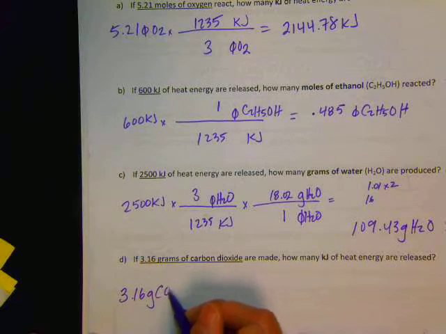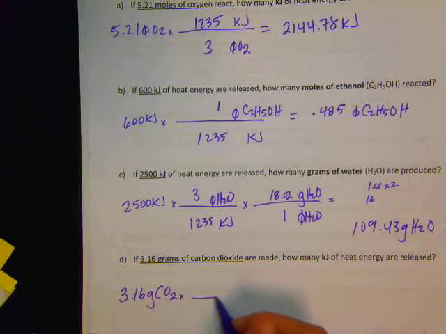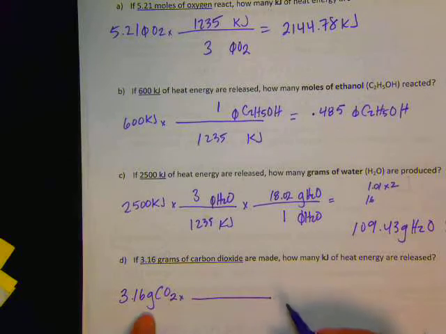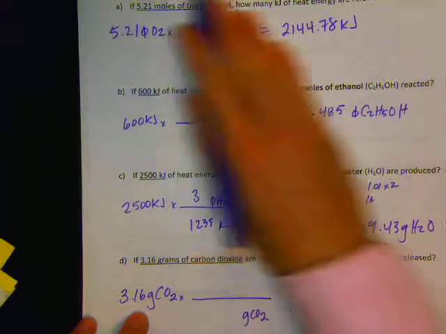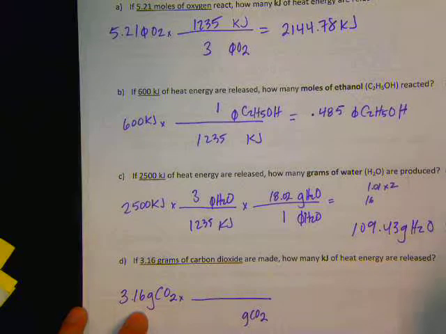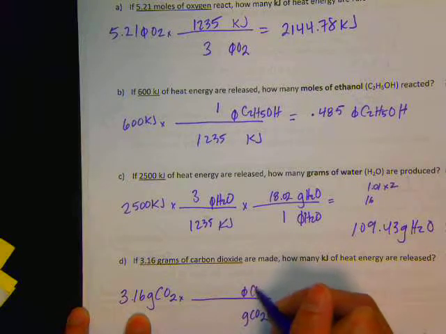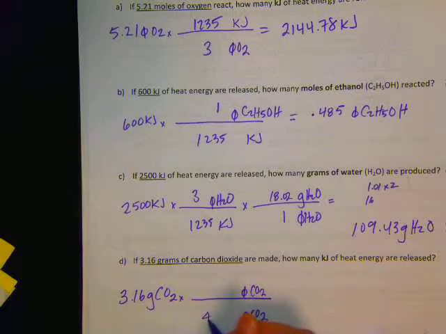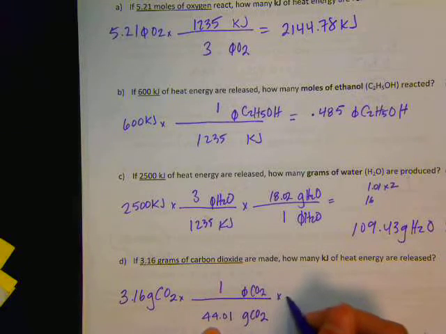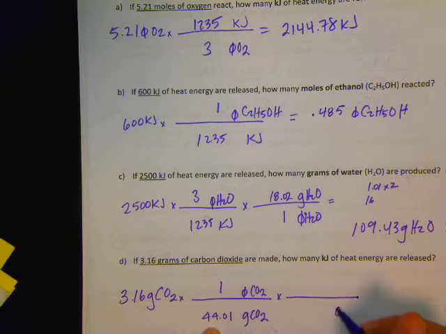We start with 3.16 grams of carbon dioxide. So I want to get rid of grams, top or bottom? Bottom. So grams of CO2. I don't have any grams up here, but what do I have up here? Moles. So I can go grams to moles. Does anyone know the molar mass of CO2? Yes. So this is from the periodic table, equals 1 mole. 44 point what?